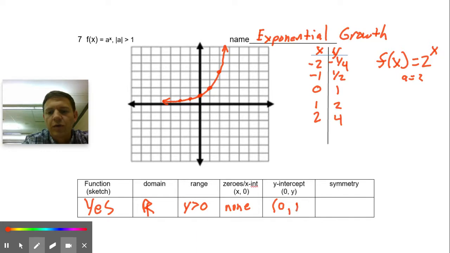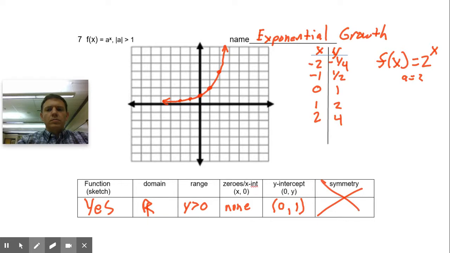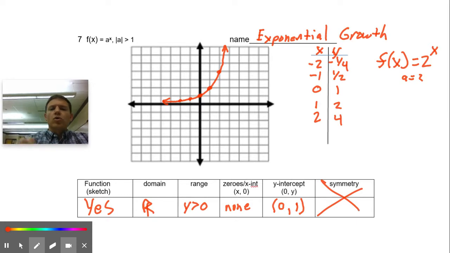And that's true for all of our exponential growth. It doesn't matter what we put in there for a, it'll touch at 0, 1. And that is exponential growth.